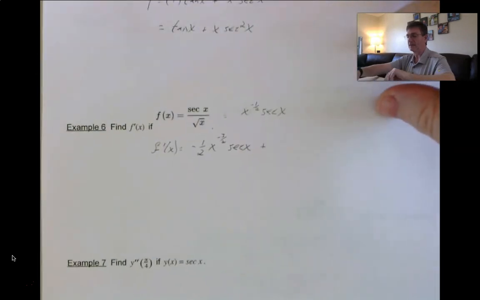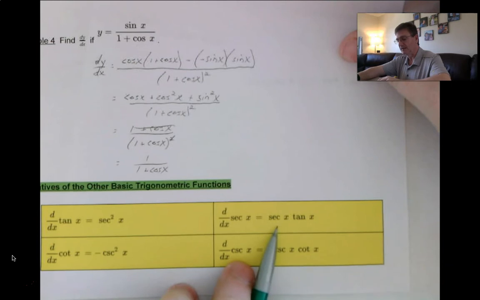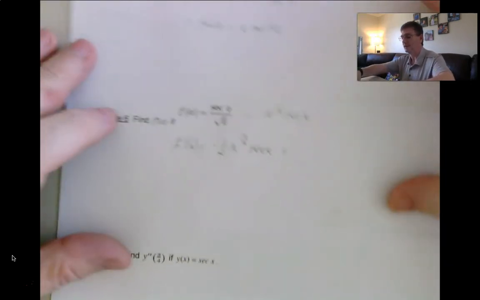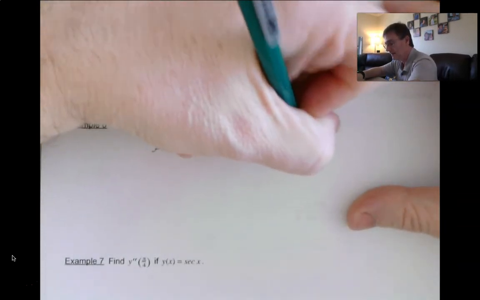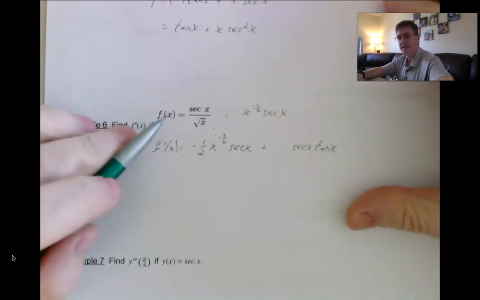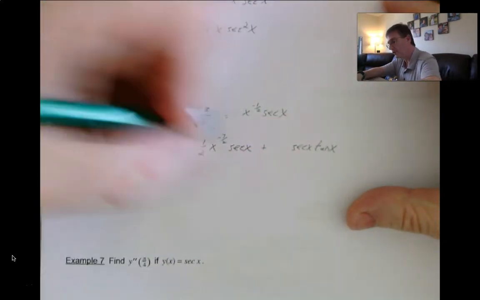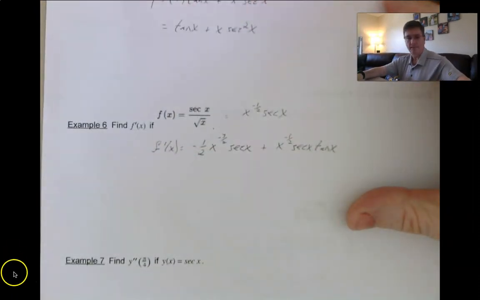Now let's take a look. Secant of x, let's take a look what that one is. Derivative of secant x is secant x tangent x. So derivative of the second is secant x tangent x times the first, which I'm going to write out in front, x to negative 1/2 power.